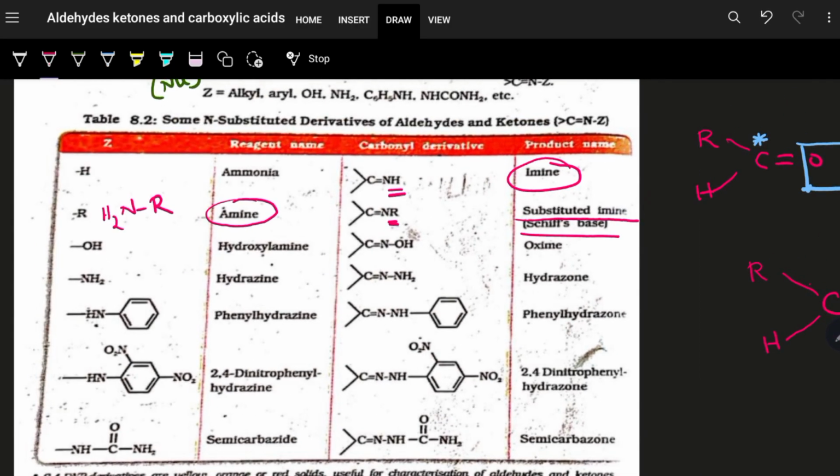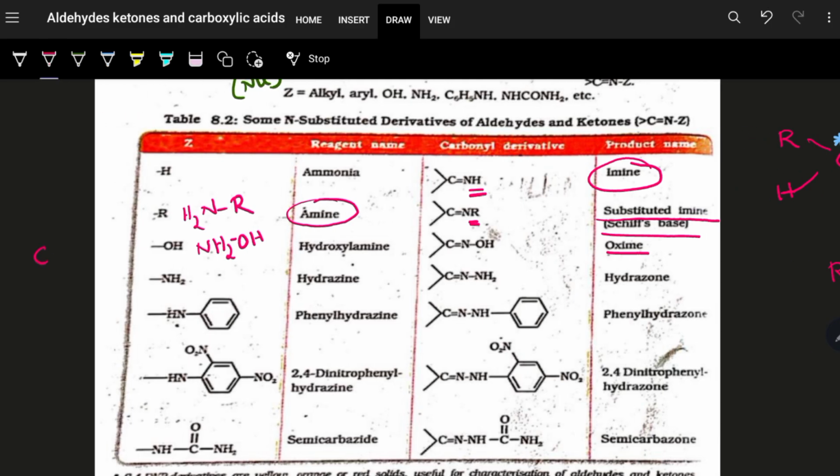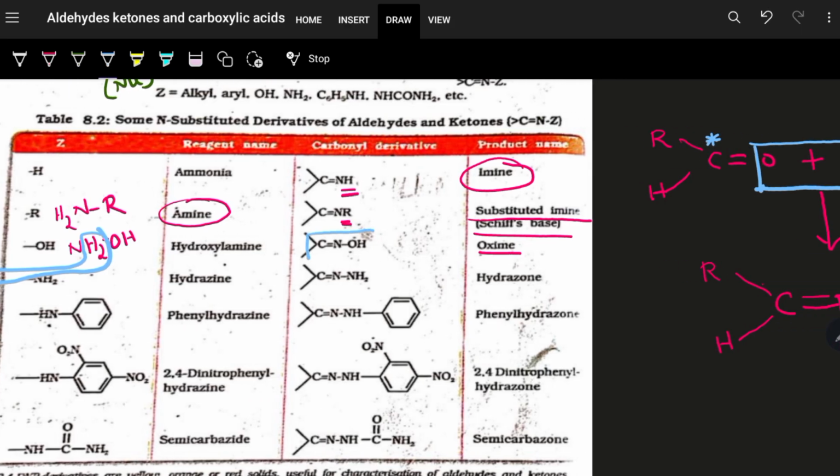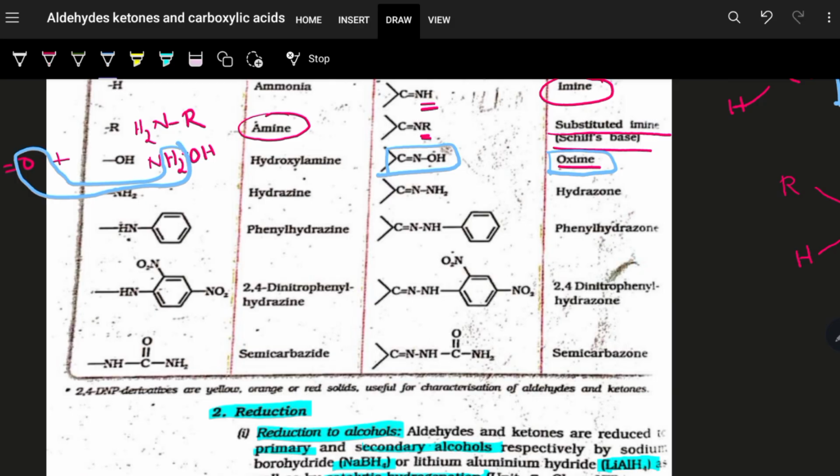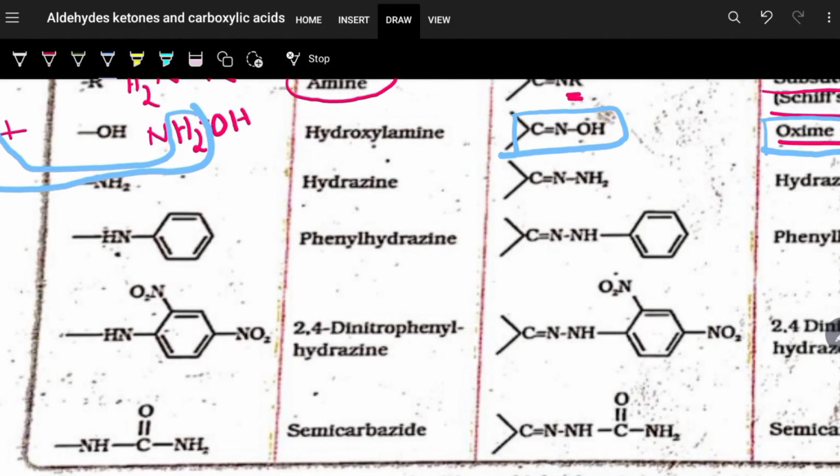Next, hydroxylamine has a structure of NH2OH because Z is equal to OH. Hydroxylamine forms oxime. How does it form oxime? By the reaction of C double bonded O with hydroxylamine, there is elimination of H2O and there is combination of carbon to nitrogen by a double bond. That is what is seen here. It's known as oxime linkage. C double bonded NOH is known as oxime linkage. So hydroxylamine gives oxime.